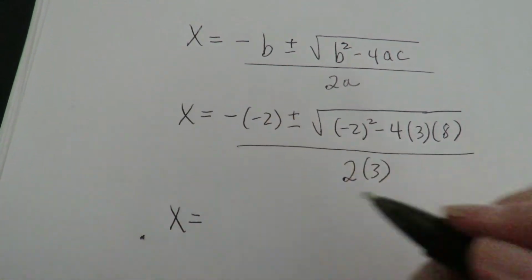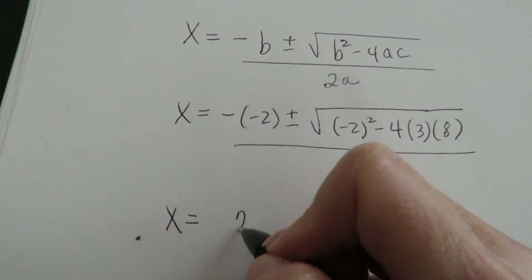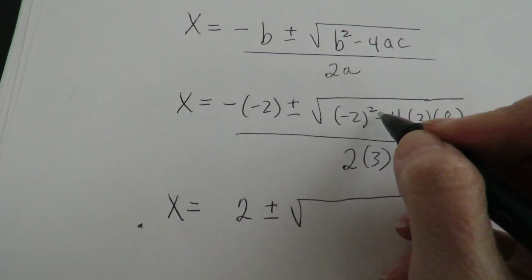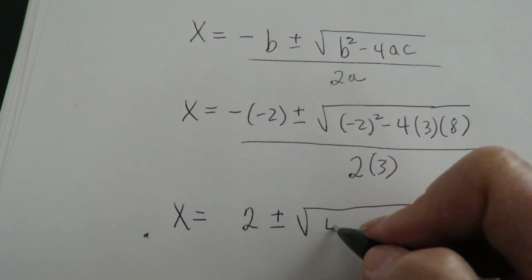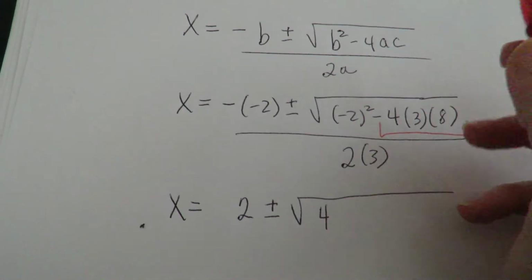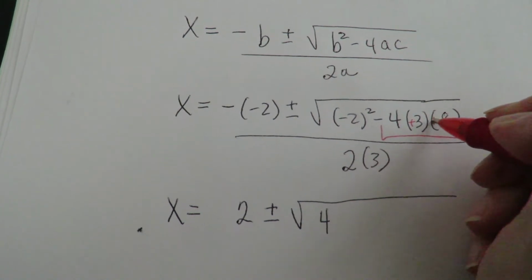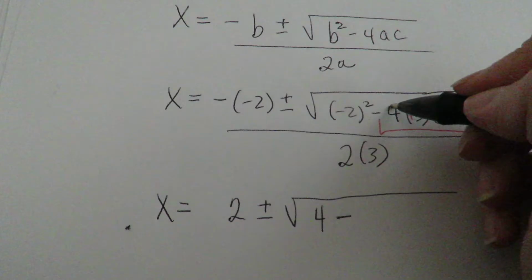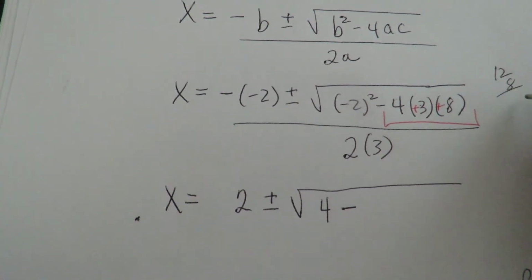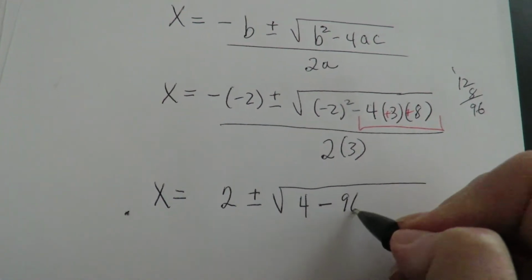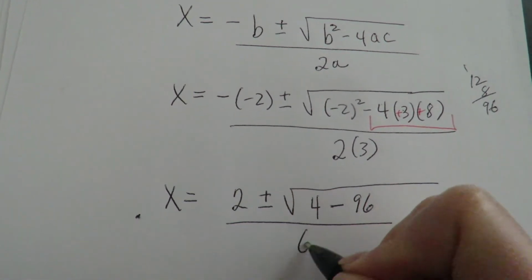Let's start to simplify this. So double negative here makes a positive. The -2 will be squared, so that's a 4. These are all multiplied together, so it's a negative times a positive, which is a negative. 4 times 3 is 12. 12 times 8 is 96. All over 6.